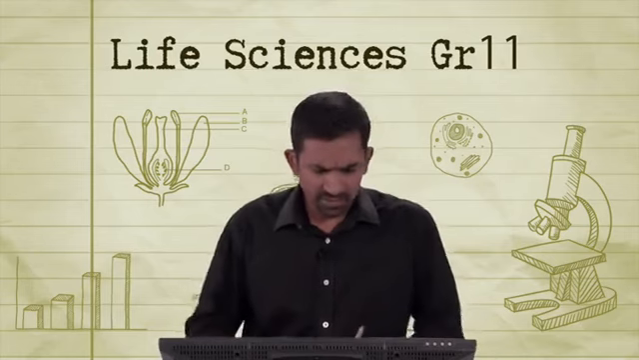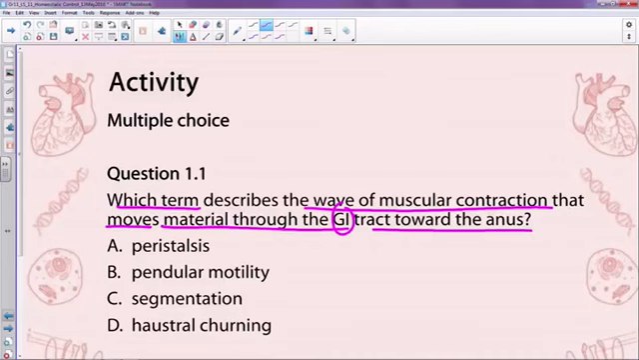So, question 1.1, which term describes the wave of muscular contractions that move material along the gastrointestinal tract towards the anus? And guys, without even looking at the options, we know that muscular contraction along the alimentary canal is referred to as peristalsis. So the answer here is peristalsis. Nevertheless, I'm going to look at the rest.